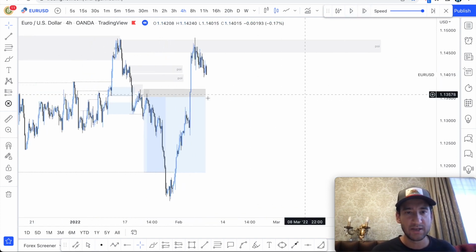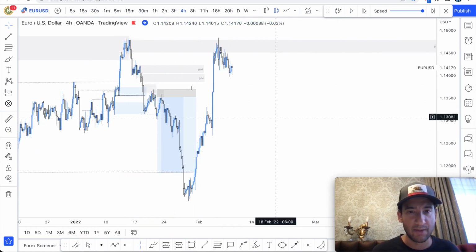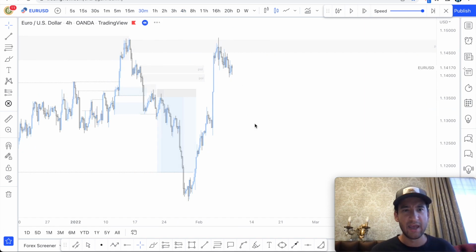Okay, so once price got there, now what we want to do is drop down to the lower time frame. And here's the funny thing.